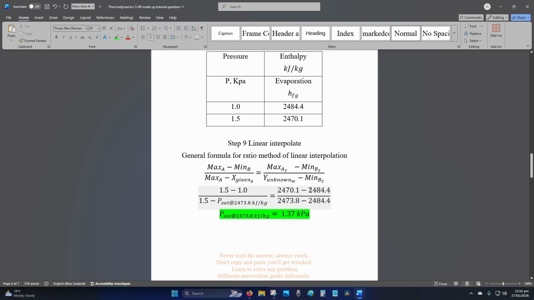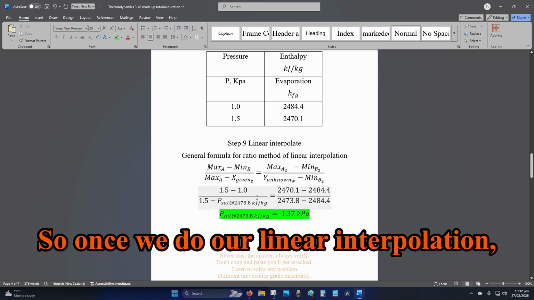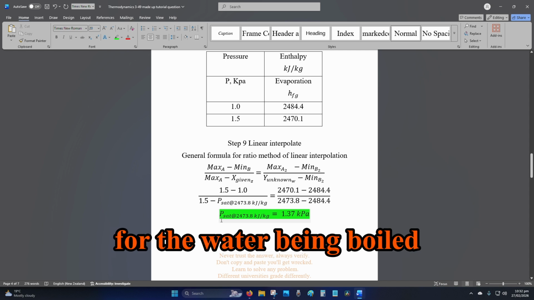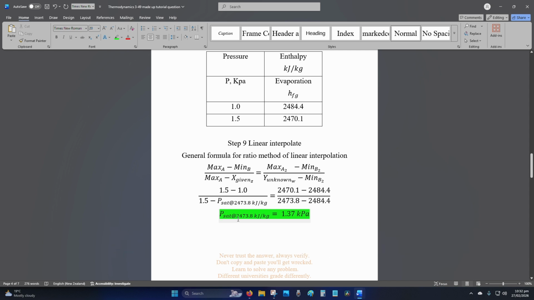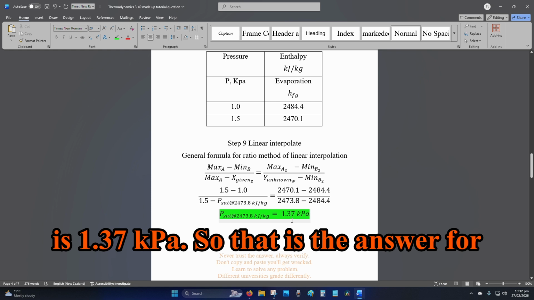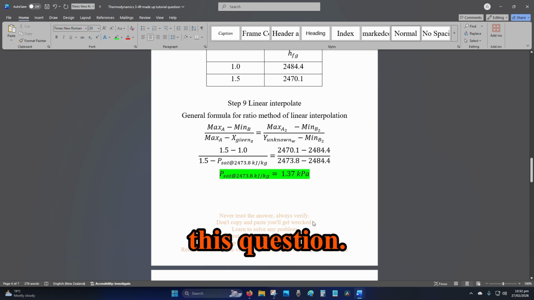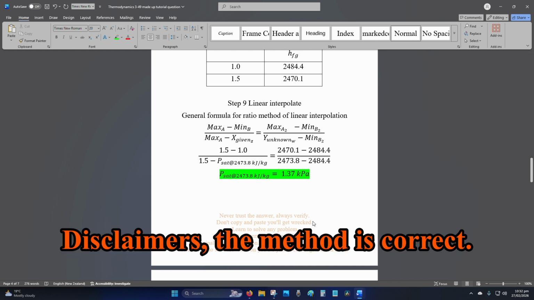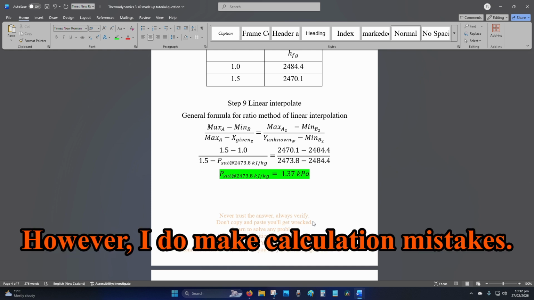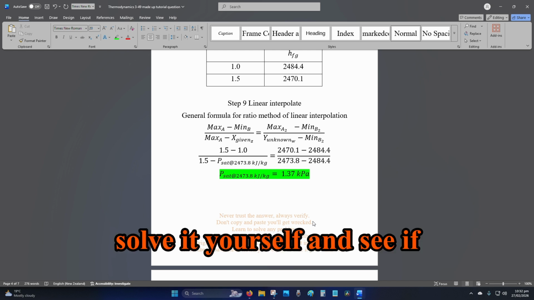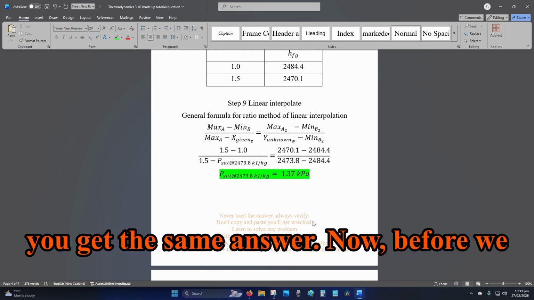So once we do our linear interpolation, our saturated pressure for the water being boiled is 1.37 kPa. So that is the answer for this question. Disclaimer, the method is correct, however I do make calculation mistakes. I encourage you to solve it yourself and see if you get the same answer.